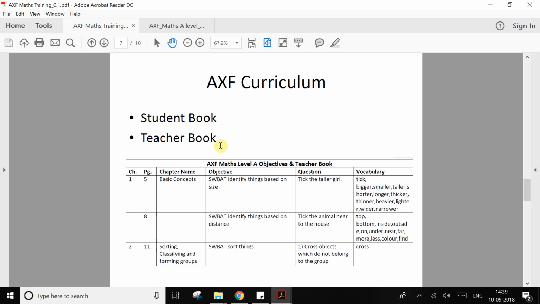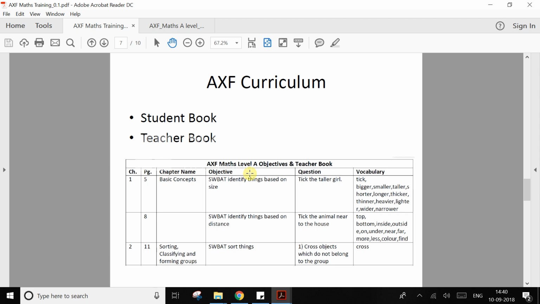The teacher book will look something like this picture here. These are the components of a teacher book. The first column is the chapter number. This chapter can be found in the student book. The second column is the page number. Again, it can be found in the student book. The third column is the chapter name, as given in the student book. The fourth column is the most important column you need to understand.